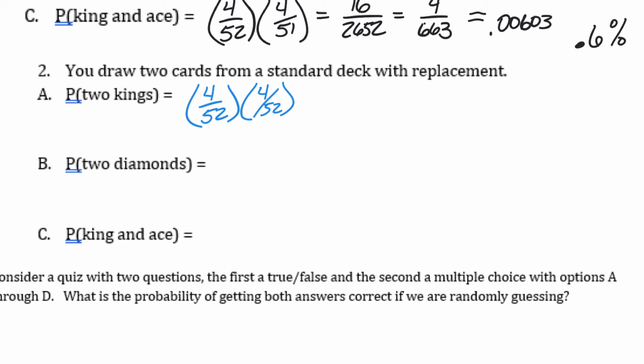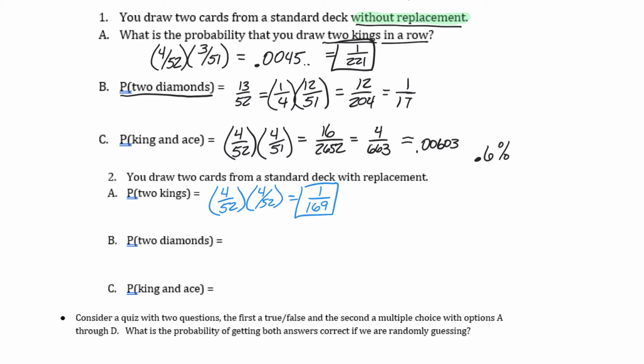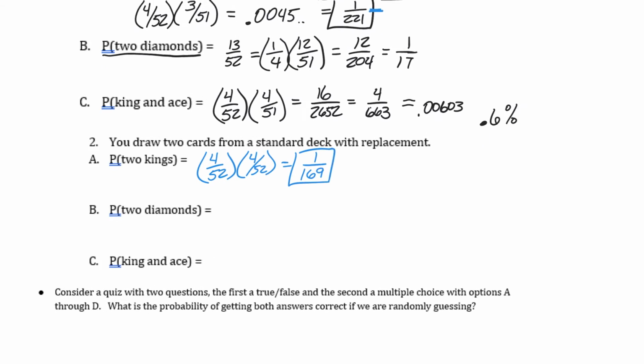So we have 4 over 52 times 4 over 52. Really, we have 4 over 52 squared. If you think about it, you could put it in your calculator this way, and we have a 1 over 169 chance of this happening. So compared to our original, when we did not replace, 221 as a denominator.